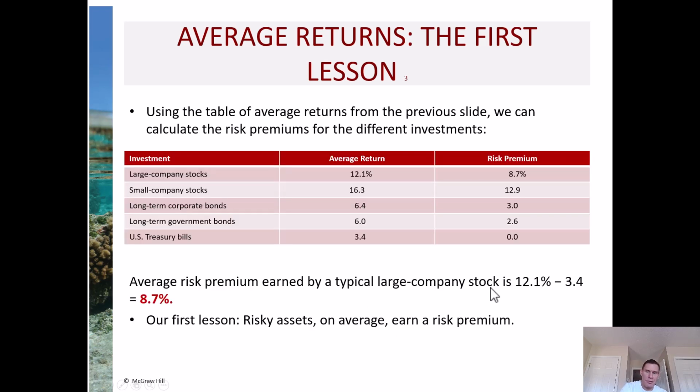So using the table of average returns from the previous slide, we can calculate the risk premiums for the different investments. So we can see we've got the average returns from the previous slide. Now I've calculated the risk premiums over here. So the average risk premium earned by a typical large company stock is about 12.1. 12.1 minus the 3.4, we get about 8.7%. Okay, so our first lesson here is risky assets on average will earn a risk premium, but think about it, they should, right? If you're going to take extra risk, you should receive extra reward.